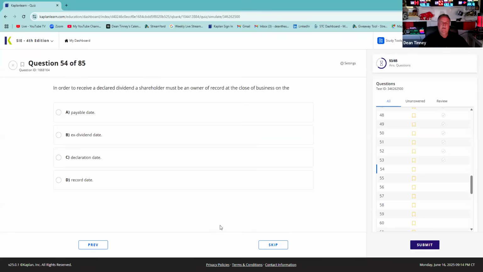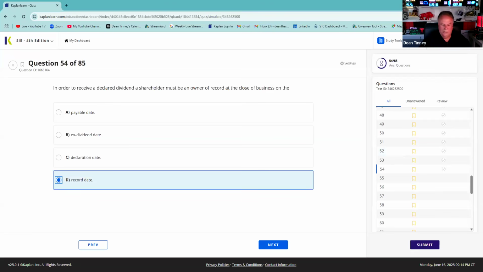In order to receive a declared dividend, a shareholder must be an owner of record at the close of business on. So when do you have to be on the shareholder list to get the dividend? On the record date. I just think the language makes it sound more complicated than it really is. I think what they're hoping is that you're looking too hard and you're going, oh man, this is a question about the ex date. No, the ex date would be the first date on which you no longer trade with the dividend attached, right?